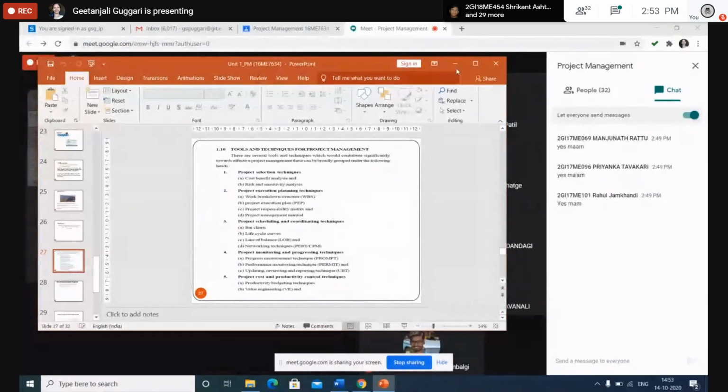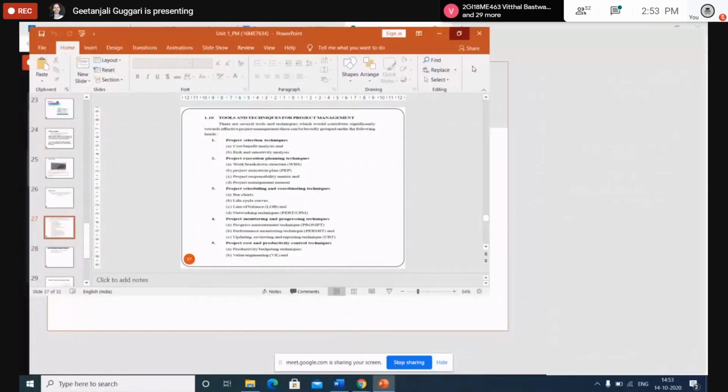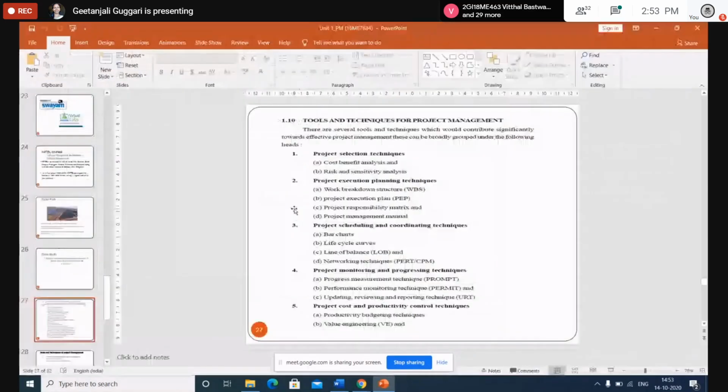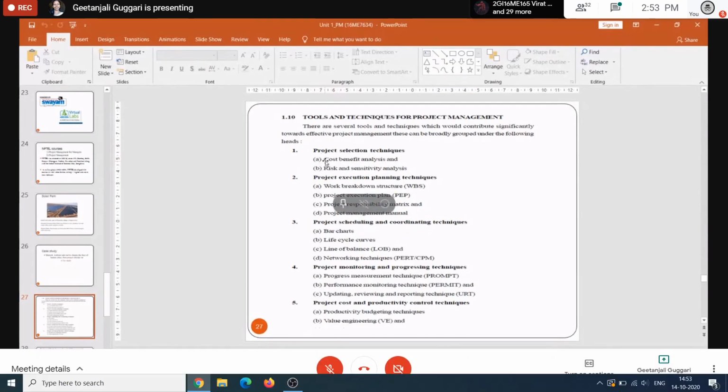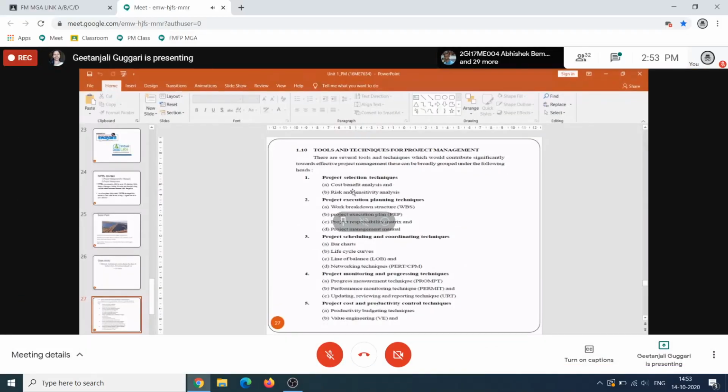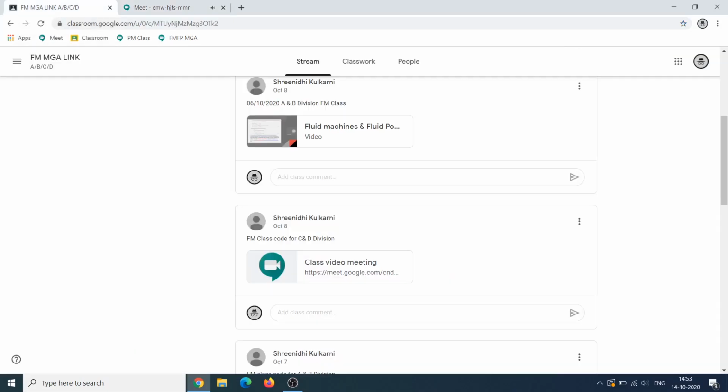And later we have studied the tools and techniques. Here there is no need to explain all these tools and techniques, you just need to list them out. For project selection, the techniques are different. During the conception phase, you need to select the project. For that you use cost benefit analysis and risk sensitivity analysis.